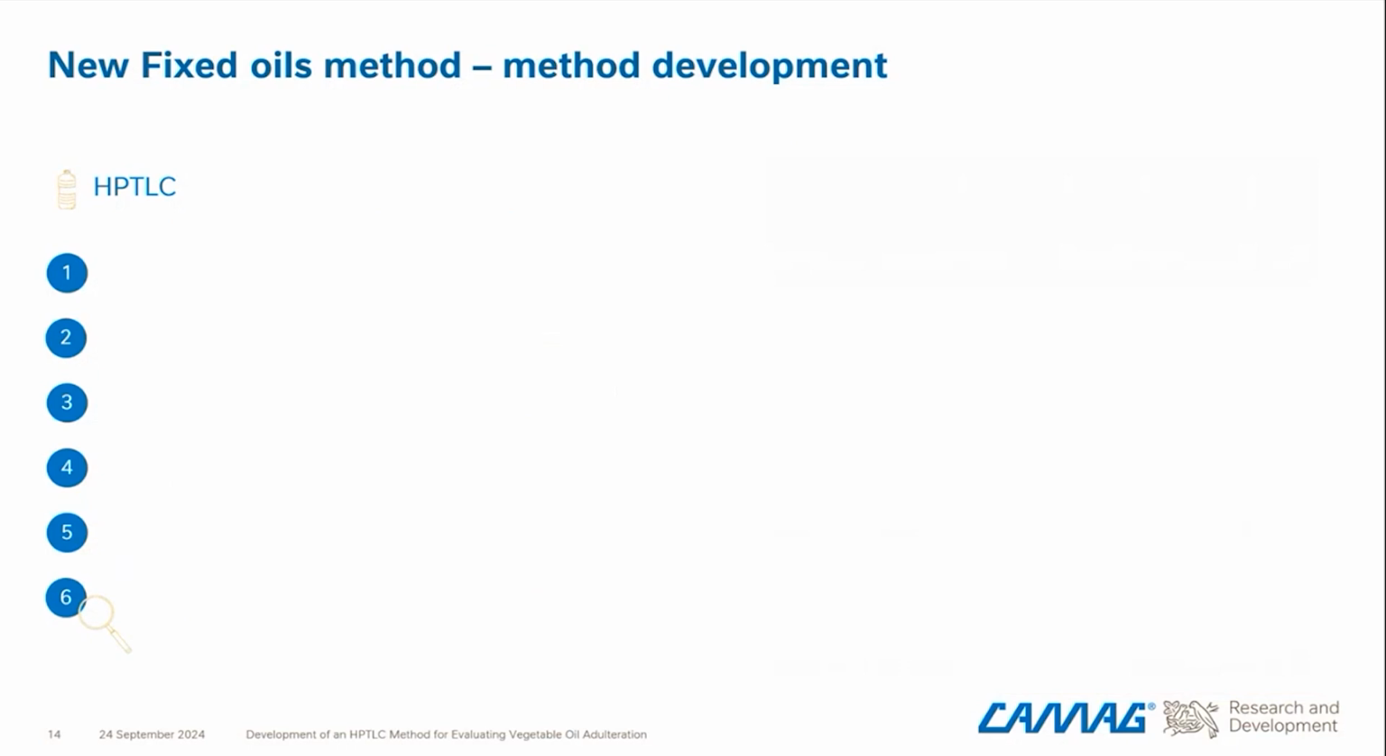For step number 6, we wanted to select the system suitability test. The system suitability test is a control standard that we use to make sure that everything went well during the chromatography.